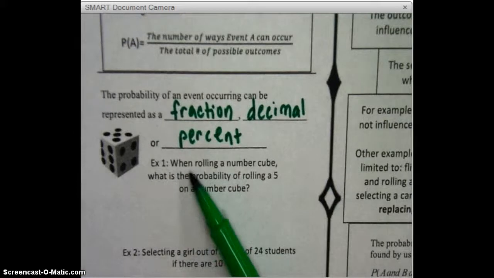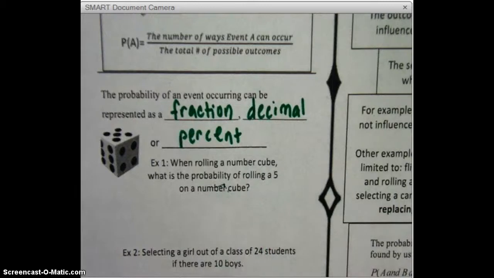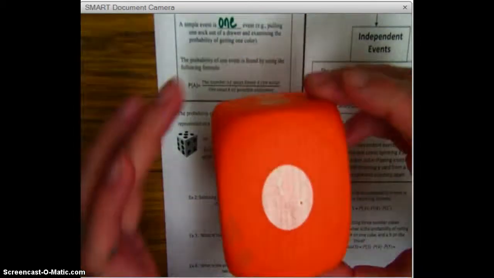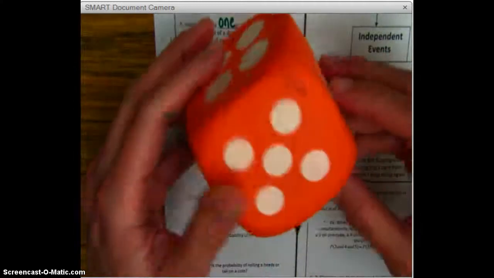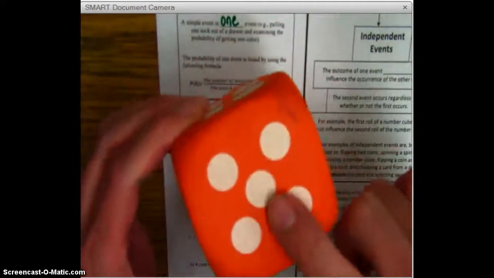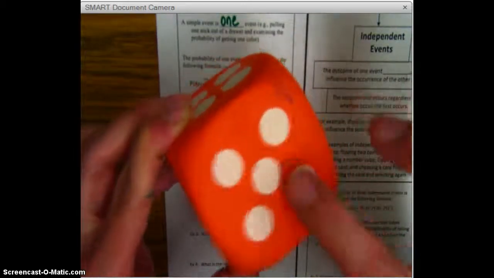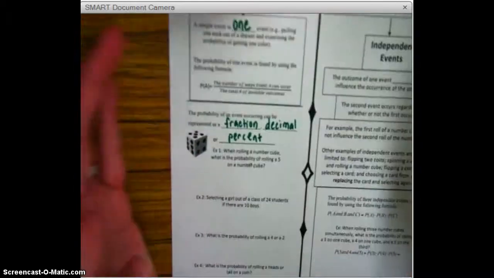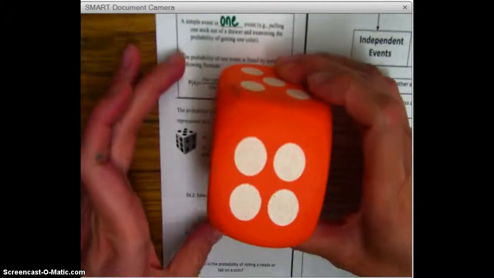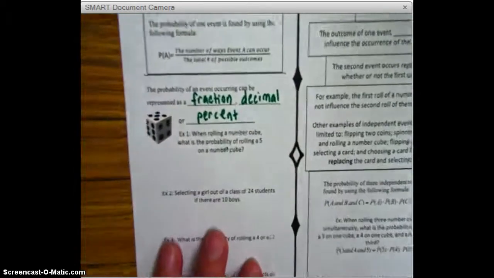Example number 1 says, when rolling a number cube, what is the probability of rolling a 5 on a number cube? Well, if you look at this number cube here, let me zoom out a little bit. We're trying to figure out what is the probability of rolling a 5. You have a 1, 2, 4, 5, 3, and 6. So there's 6 sides, and there's only one 5 on this cube. So you have a 1 in 6 chance because there's only one 5, but there's 6 choices. However it is that you roll, see there it rolled on a 4, you only have a 1 in 6 chance of rolling a 5.